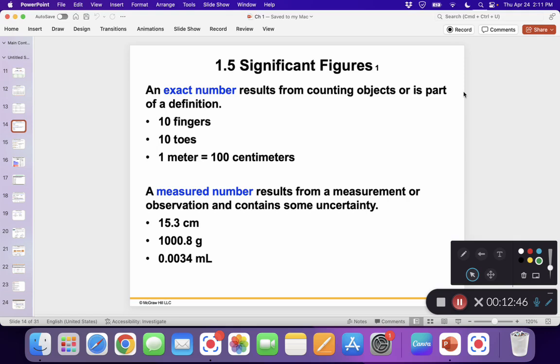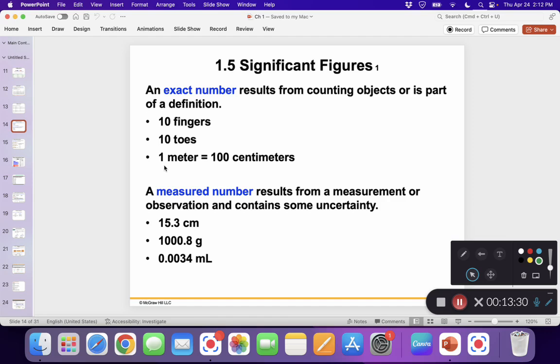Now since we are going to talk about measurement, everything has a number and a unit, right? Now let's talk about the number in them. Those numbers could be either exact or measured numbers. Okay, generally, whenever the numbers result just from counting objects or come from a definition, then we call it an exact number. For example, I count my 10 fingers, right? 1 meter is always equal to 100 centimeter. It is a defined relationship. So these numbers here are called exact numbers.